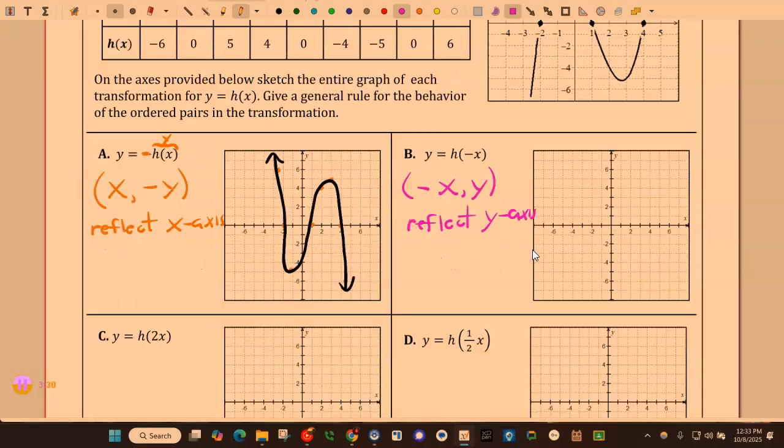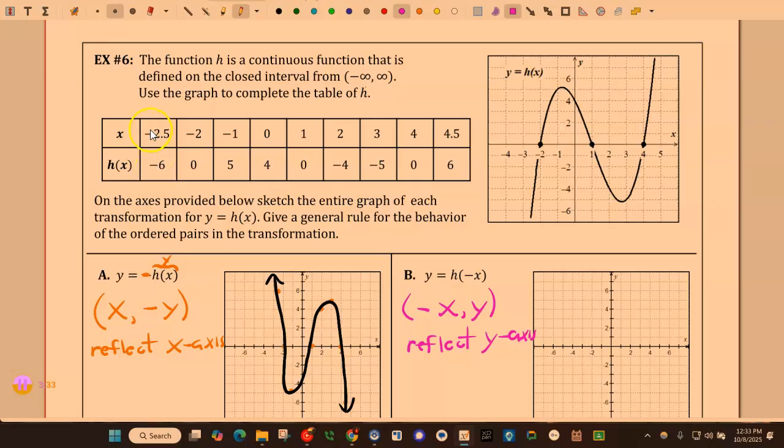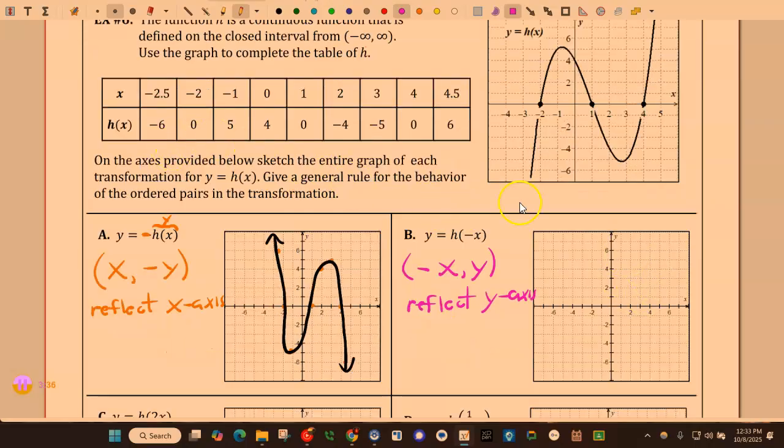So we're going to take each of these and just change the x-coordinate, keep the y the same. All right, so negative 2.5, negative 6 will be positive 2.5, 6. And negative 2, 0 will be 2, 0. We'll have negative 1, 5 will be positive 1, 5. And 0, 4 will stay 0, 4.